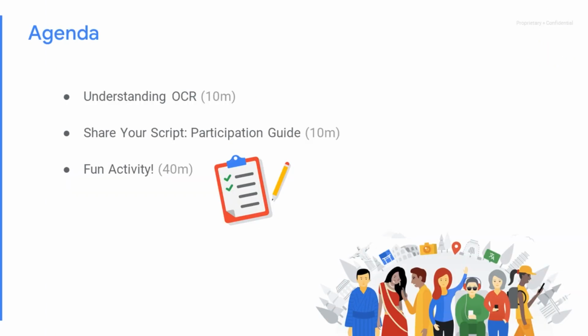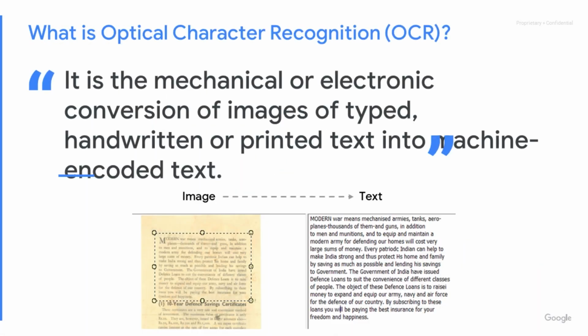The agenda of this video is to understand what OCR is, next the Share Your Script participation guide, and the fun activity. Literally, OCR stands for optical character recognition. It is a widespread technology to recognize text inside images, such as scanned documents and photos. OCR technology is used to convert virtually any kind of image containing written text, whether typed, handwritten or printed, into machine-readable text data.